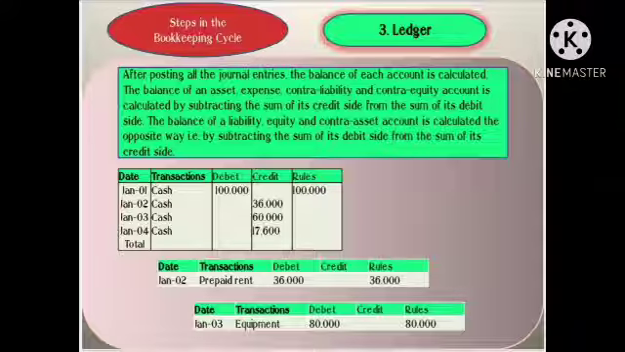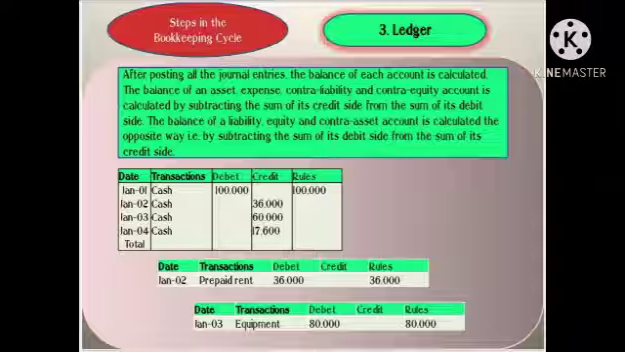Step 3 in the bookkeeping cycle: ledger. After posting all the journal entries, the balance of each account is calculated. The balance of an asset, expense, contra liability, and contra equity account is calculated by subtracting the sum of its credit side from the sum of its debit side. The balance of liability, equity, and contra asset accounts is calculated the opposite way, by subtracting the sum of its debit side from the sum of its credit side.